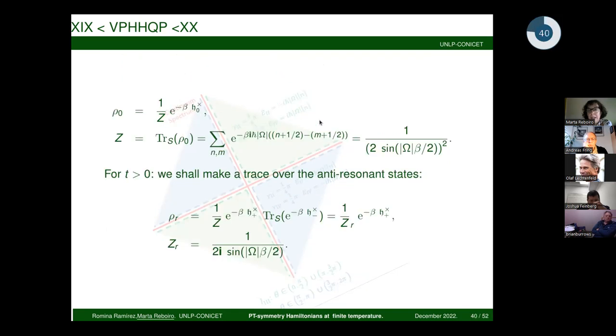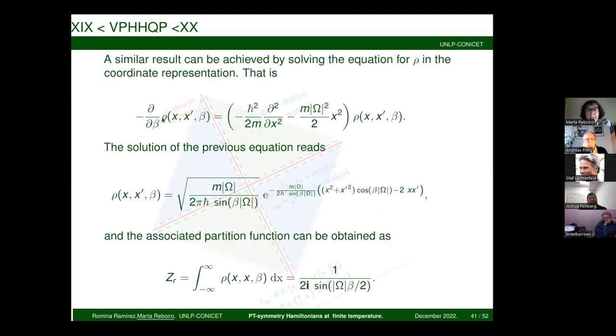Now, if I do not know anything about Rigged Hilbert space, I may say, well, the density matrix in coordinate space for a Hamiltonian of the form of the inverted one obeys this equation. In solving this equation, the solution can be put in this form, and the partition function is given by the integral of rho(x, x, beta) over x between minus infinity and plus infinity. And when we take omega equal to the positive imaginary solution, this gives us the same result for the partition function.